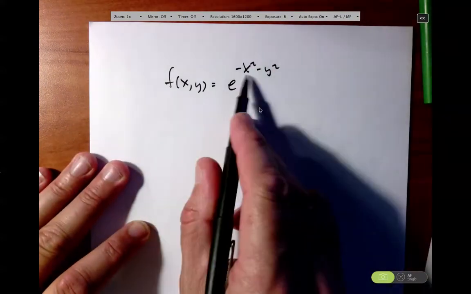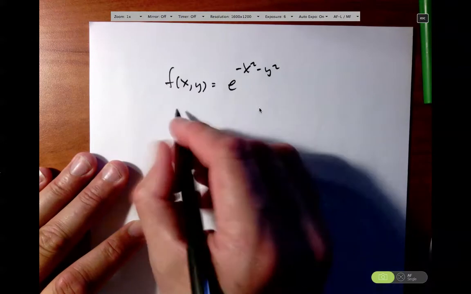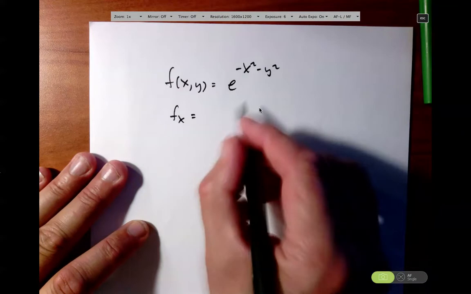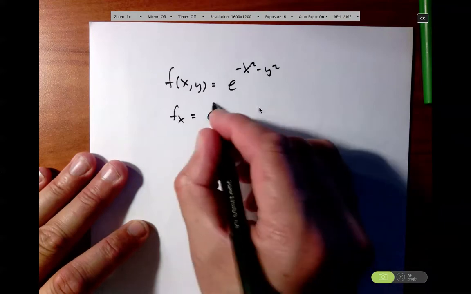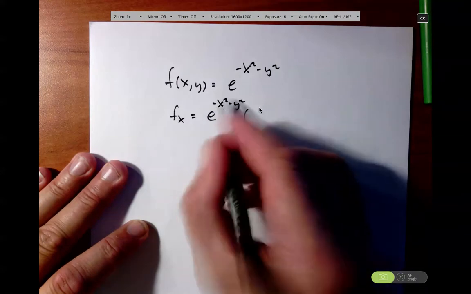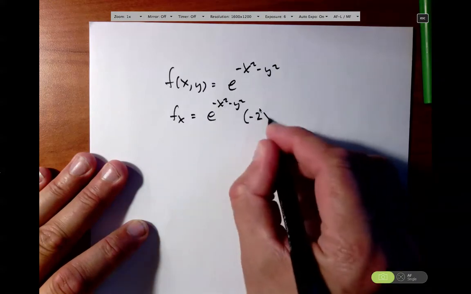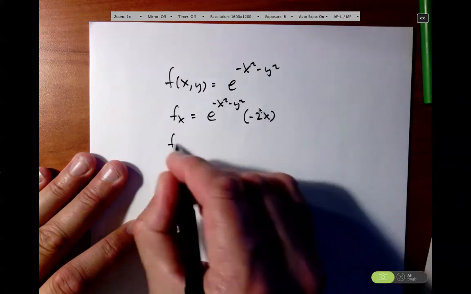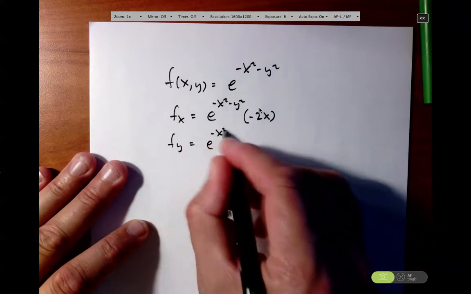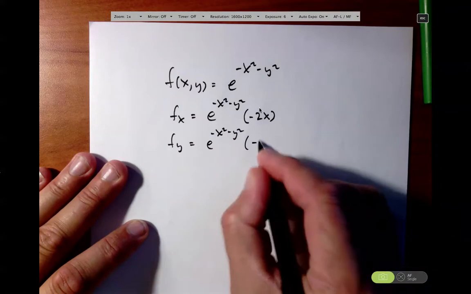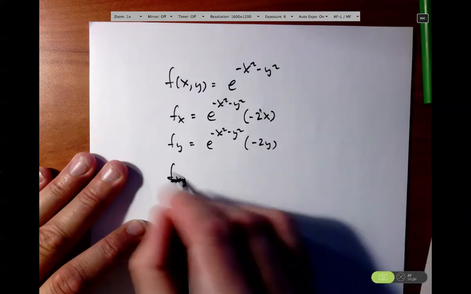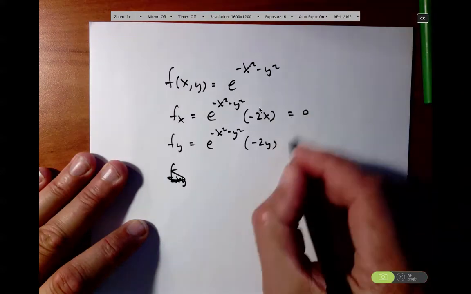All right, so again, we want to find out where the critical points are, so we'll find fx. fx is going to be e to the -x squared minus y squared, using the chain rule, times -2x. fy is e to the -x squared minus y squared times -2y. And so we want to set these both equal to 0.